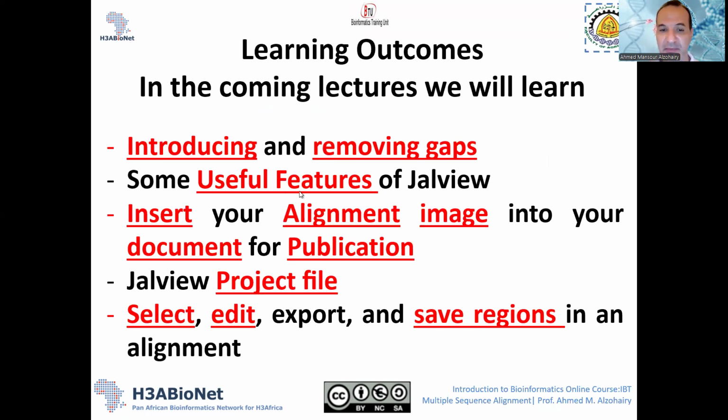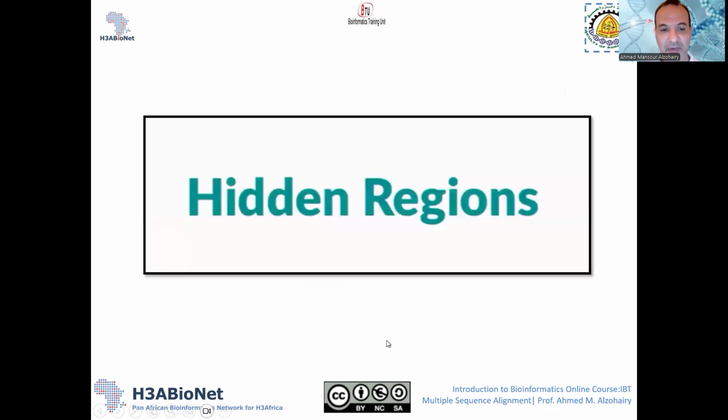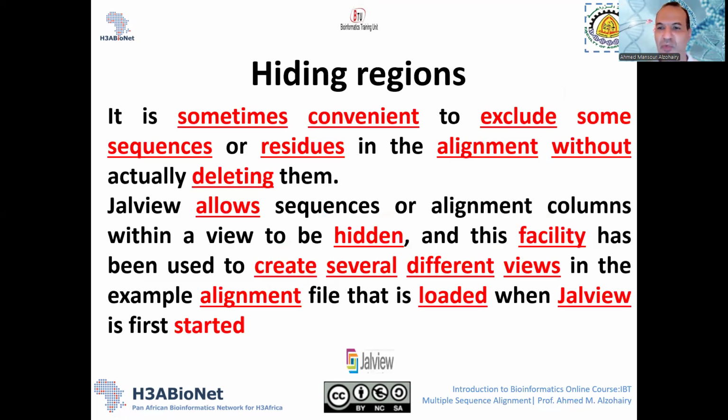Also, we'll use some useful features of Jalview: inserting your alignment image into your document, which we'll talk about later, and the Jalview project file, and also selecting, editing, exporting, and saving regions of the alignment. First, in this first part, we will just see how to hide regions. This is something very important to show exactly what you would like to focus on in your sequences.